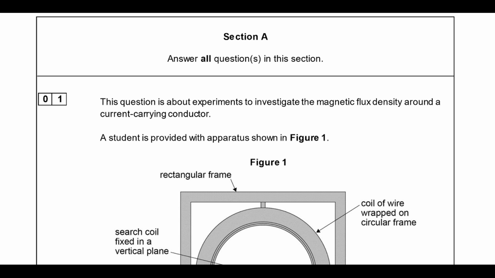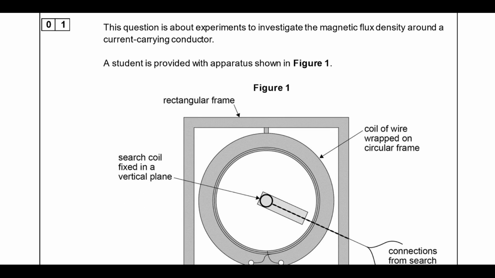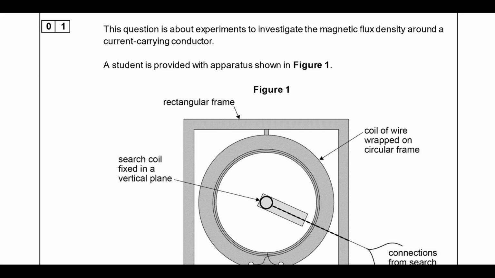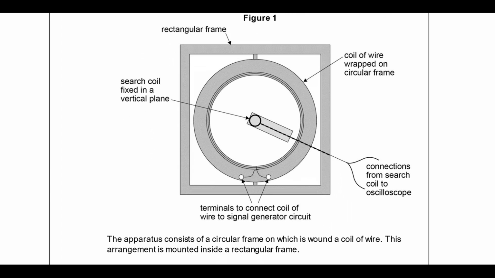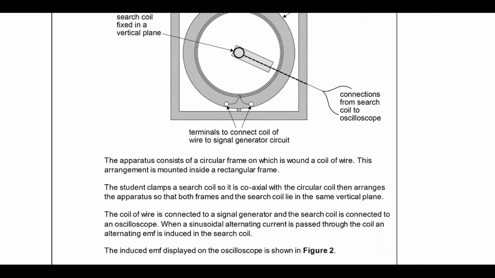Okay, so in this video I'm going to take a look through section A of a paper 3 specimen paper 2. So we're looking at the practical skills, that kind of thing. So we're going to look at how the magnetic flux density around a current carrying conductor varies. So this looks very much like the search coil experiment that you do as part of the course.